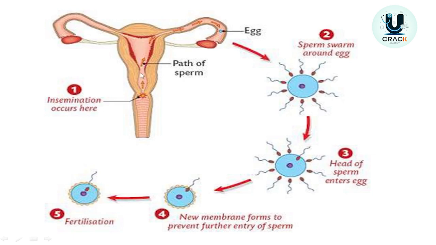So you can see here the egg and the path of the sperm, and then insemination occurs. That's the entry path. You can see how the sperm gather around the egg and how the head moves inside into the egg. Once one sperm enters, a new membrane forms to prevent the further entry of sperm. The tail is outside but the head is inside, attached to it, which is called fertilization, the last step.